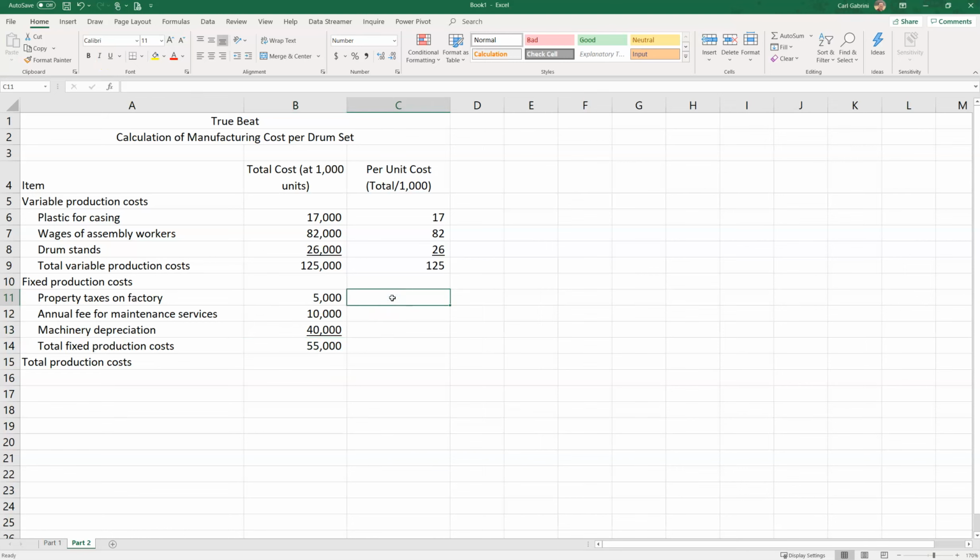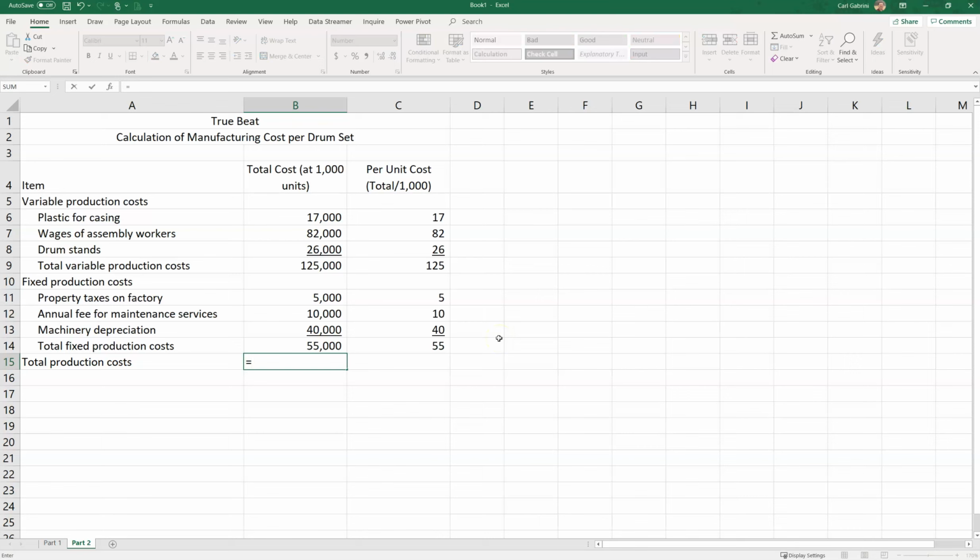And we can calculate a unit cost on this, but the significance of the unit cost between variable and fixed costs is going to be a little bit different, and we'll see that in a second. So we're going to divide that by 1,000. And we get $5 per unit, all the way down. And underline.